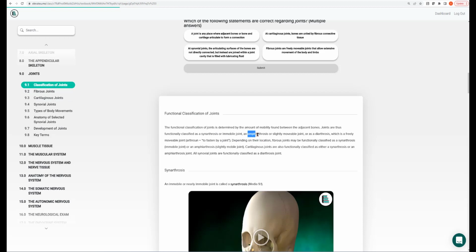Then there are amphiarthrotic joints. They are slightly movable, and the amphiarthrosis type joints are oftentimes your cartilaginous joints. And then finally, there are diarthrotic joints or diarthroses, and these are freely moving joints, and your synovial joints are described as being diarthrotic. So we'll see that these three functional classifications are parallel for the most part with the three structural classifications of joints.